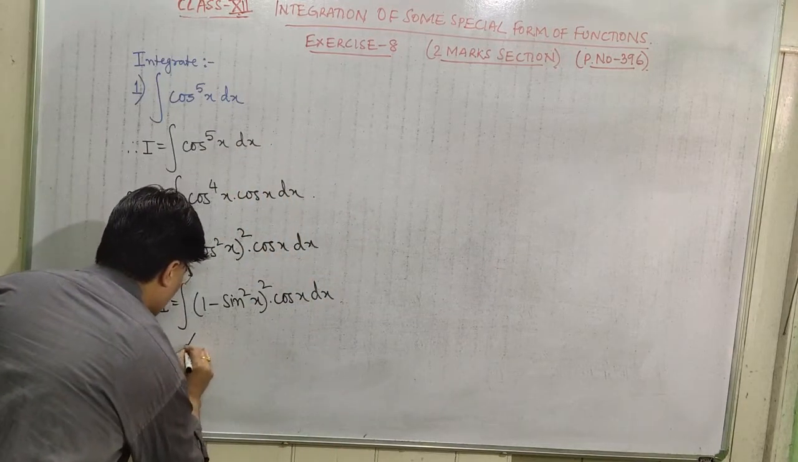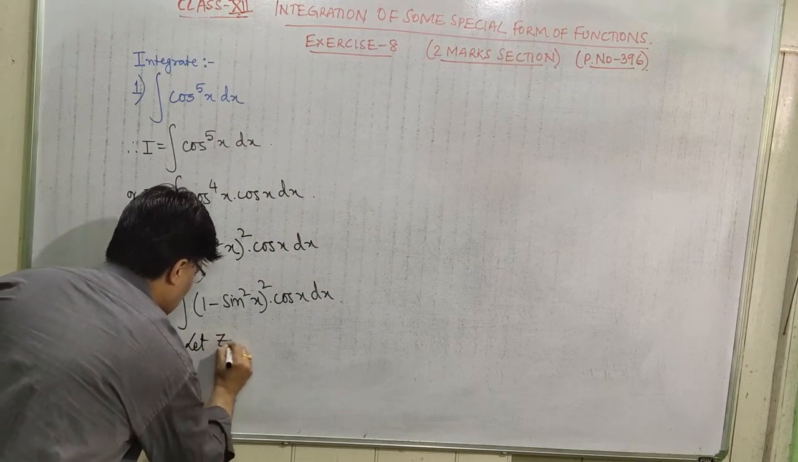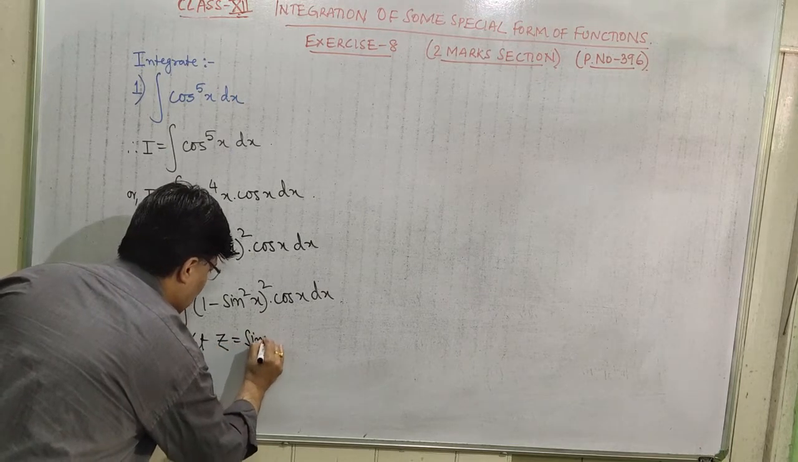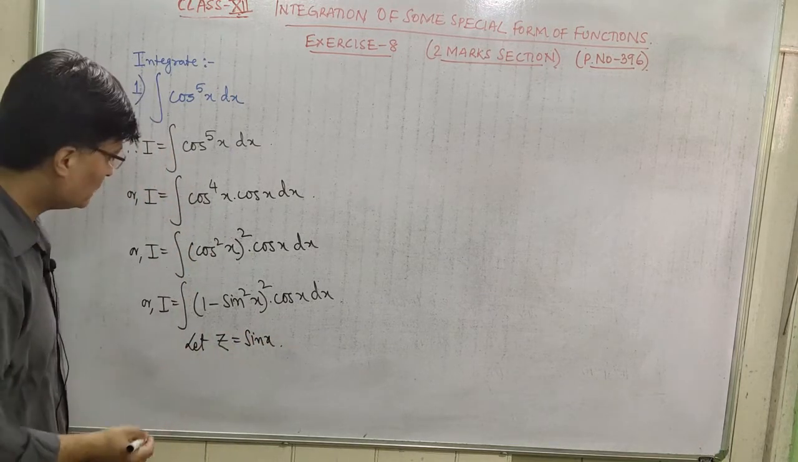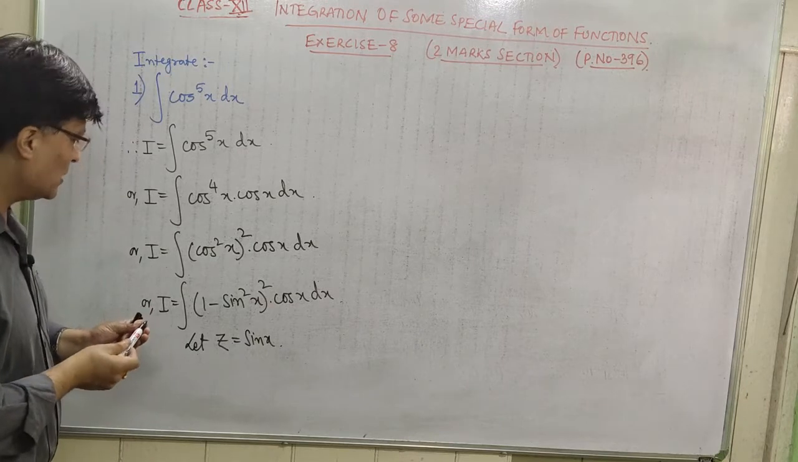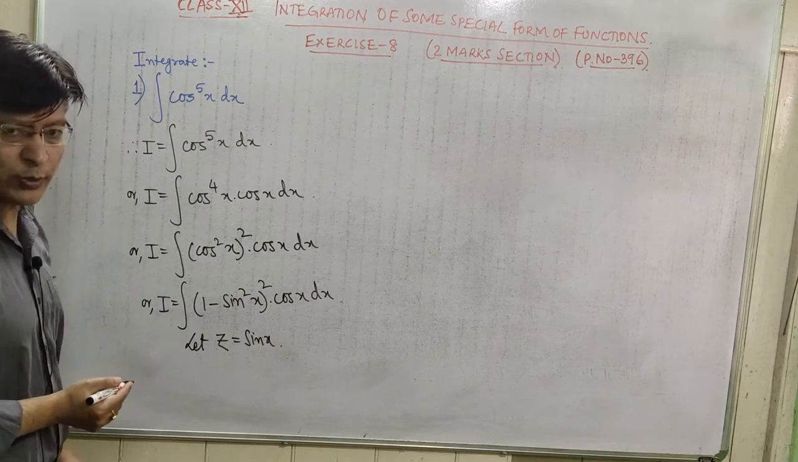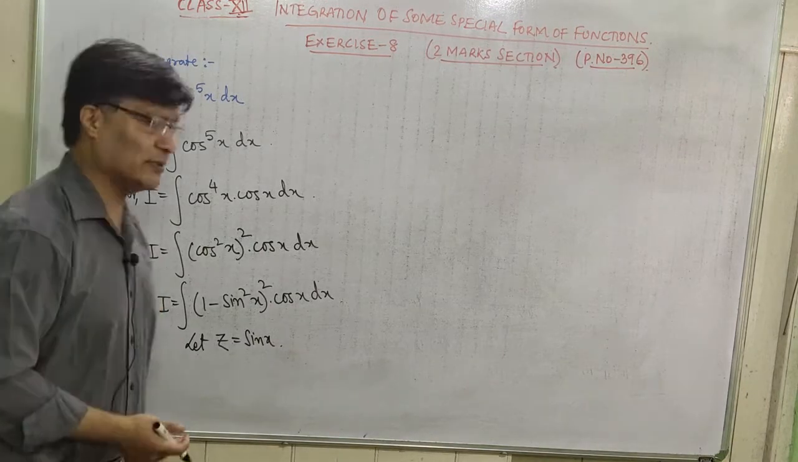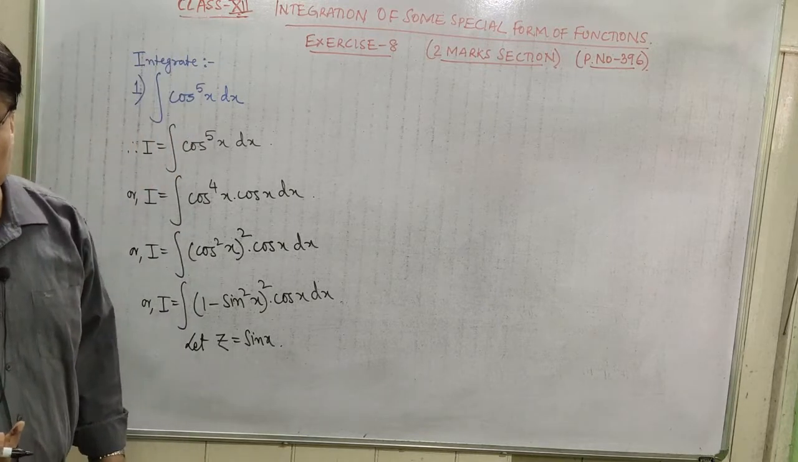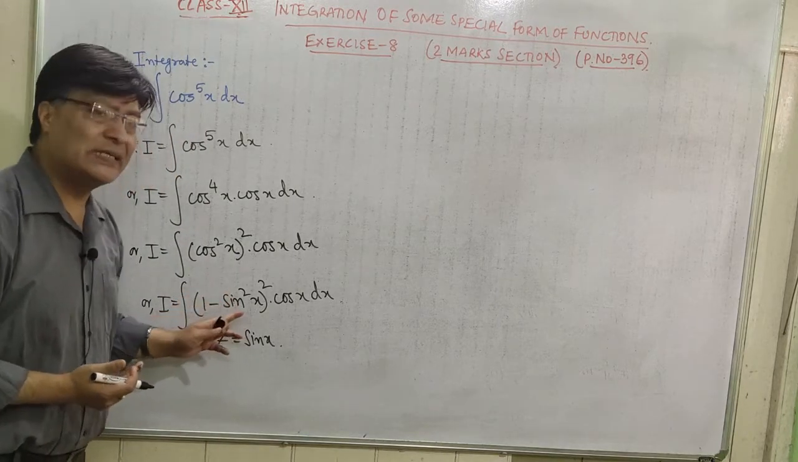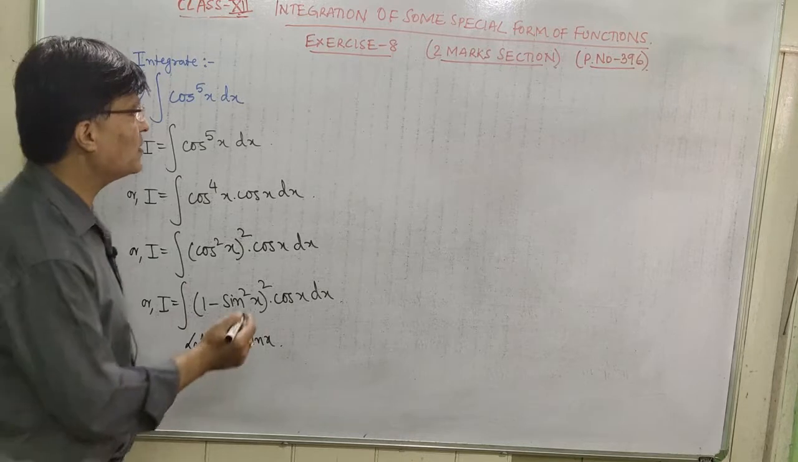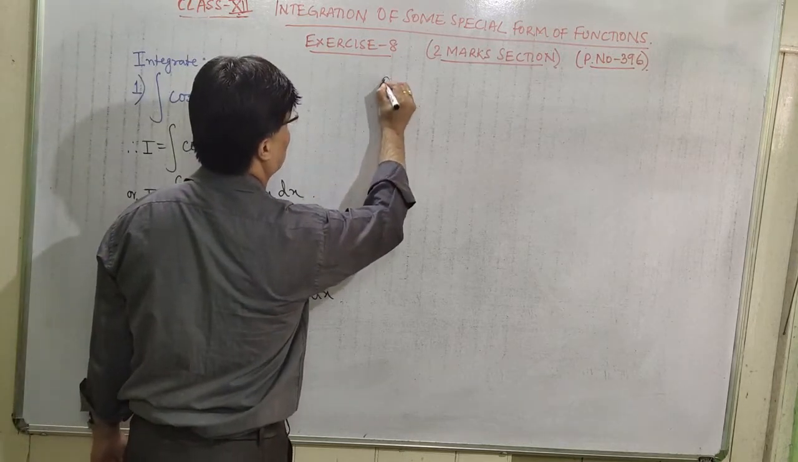Let z is equal to sin x. Okay. So let us differentiate both the sides with respect to x, because in this case we are doing the method of substitution. So we have assumed sin x as z. So let us differentiate both the sides with respect to x.